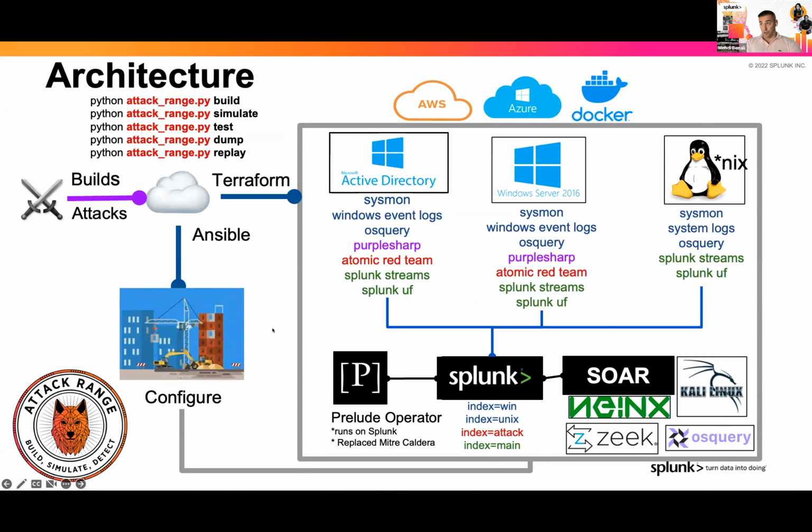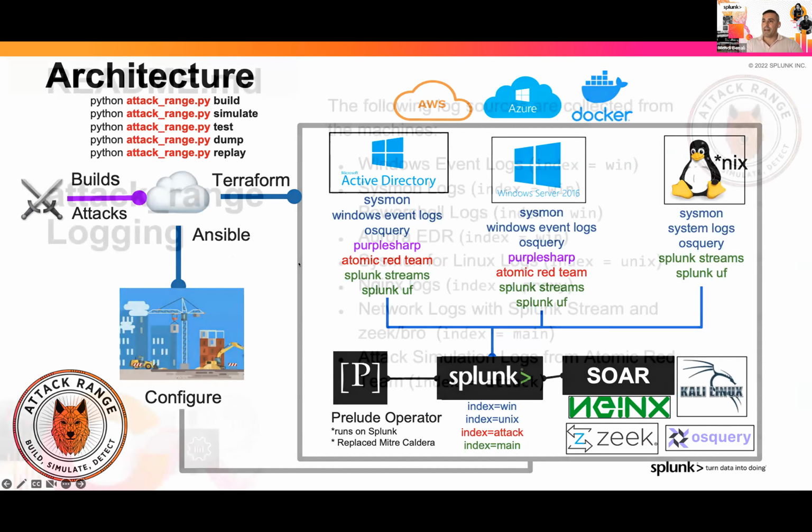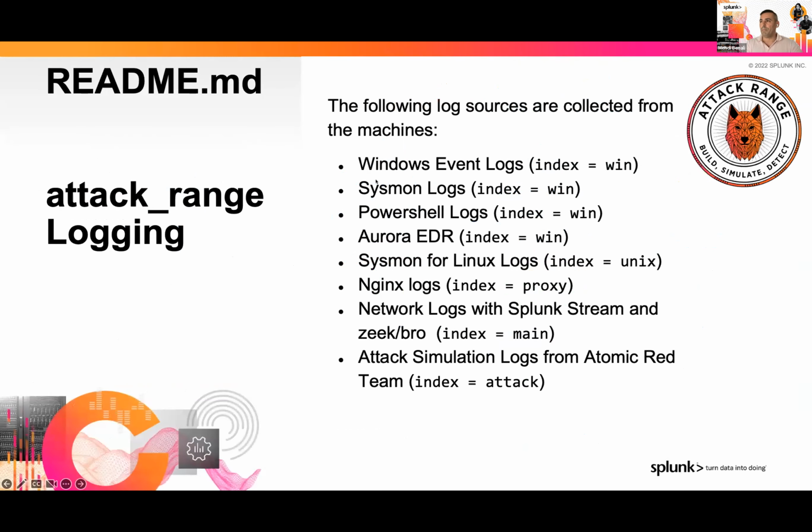Making sure that Splunk Enterprise and Splunk Enterprise Security are set up correctly, making sure that your forwarders are actually set up correctly, have the right Sysmon template configuration, etc. Everything is automated behind the scenes, right? So once you have set up the attack range, there is not much you have to do. The following log sources are collected from the machines, so a lot to play with, right?